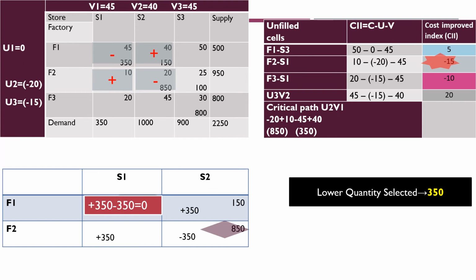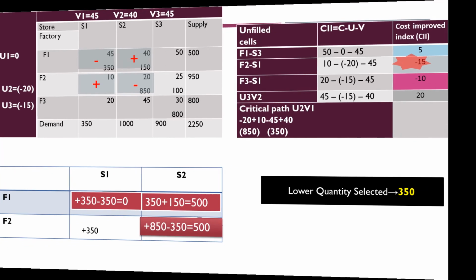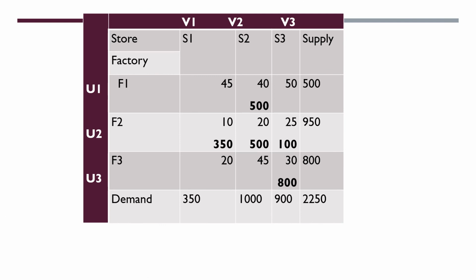And from S2 we are going to add another quantity to balance this F1 row. Then altogether it will be 500. And when we transport 350 units from 850, the balance in the F2 S2 cell would be 500. Based on the allocation, we can get to table number 2, as you can see.